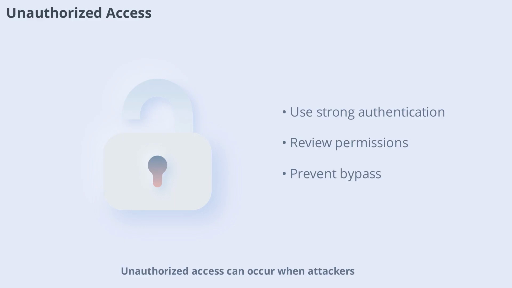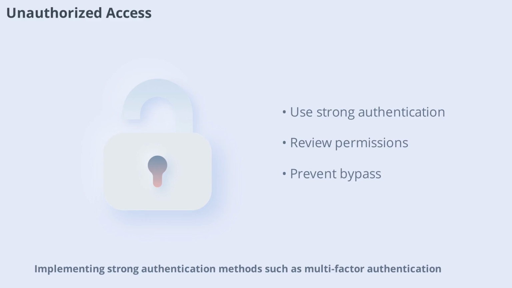Unauthorized access can occur when attackers bypass authentication or exploit weak permissions. Implementing strong authentication methods, such as multi-factor authentication, and regularly reviewing permissions can help prevent unauthorized access. In this scene, we'll discuss how to secure your app against unauthorized users.